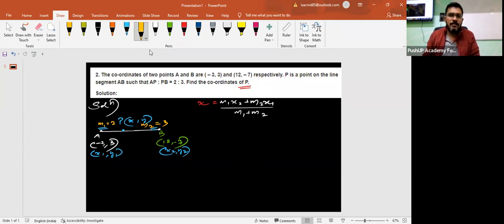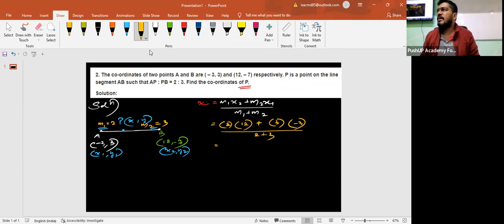Now let's start substituting the values into this formula. m1 is 2 into x2, which is 12, put the plus sign, m2 is 3, x1 is -3, whole divided by m1 plus m2, which is 2 plus 3. Make sense? This chapter is very simple, children. It's just substitution of values and calculations. 3 into -3 is -9, divided by 5. 24 minus 9 is 15. 15 by 5 is equal to 3. Got the x coordinate of P.